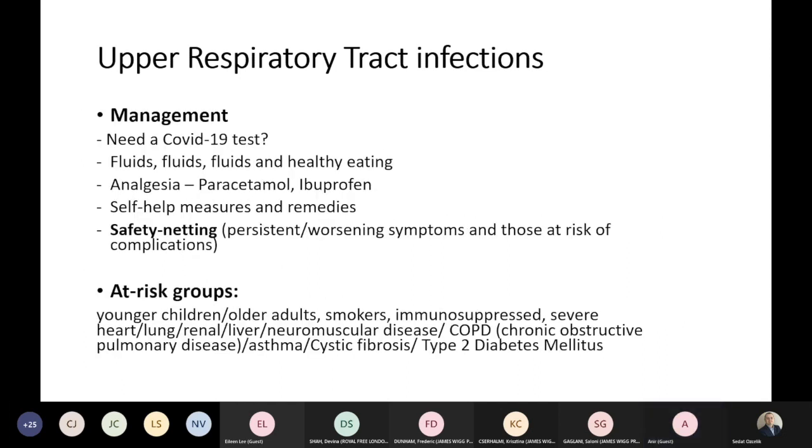Next slide, please. Okay, so how do we manage a patient who we think, based on our history and our risk assessment over the phone, is very likely to have an upper respiratory tract infection? It's likely viral. The important thing, first of all, in the current climate, I'm sure you'd all agree, is to make sure that we get a COVID test.